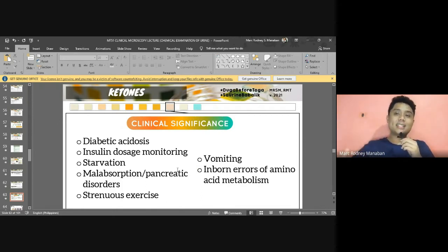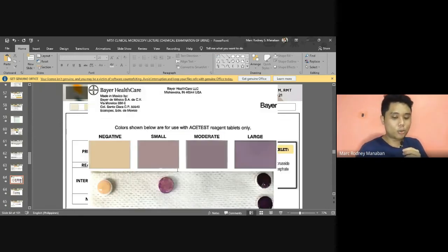Vomiting because there's increased loss of carbohydrate also when you vomit. So therefore, there is no carbohydrate source, so you produce ketones. Okay, so that's the clinical significance of your ketones. Primarily, good dears, it's for diabetes, no? Especially in cases of diabetic ketoacidosis. All right, okay. An uncontrolled DM.